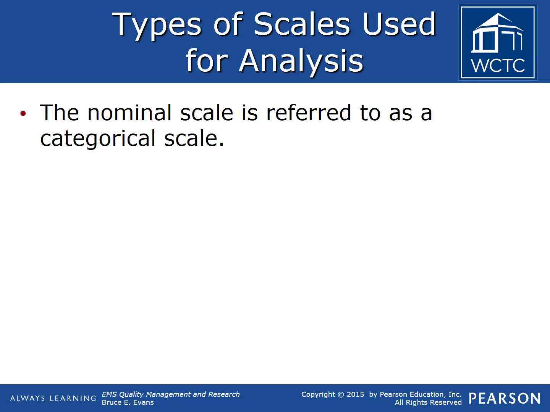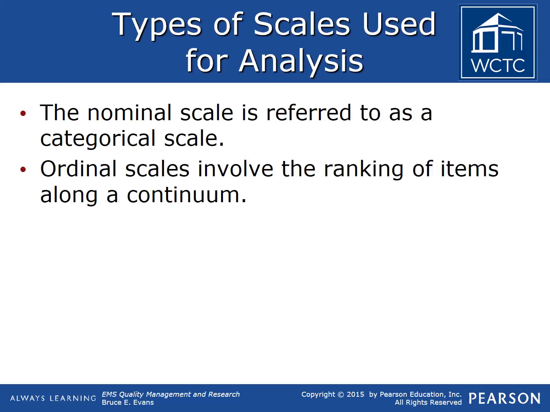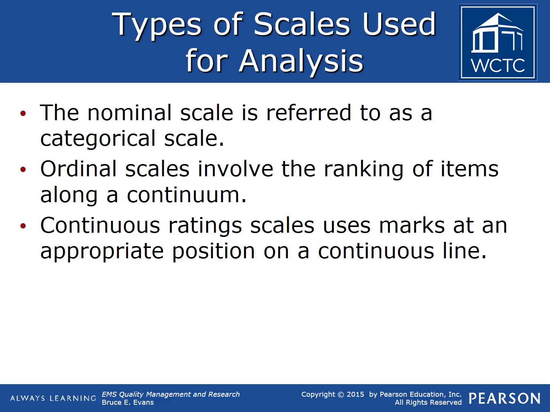This type of scale is a system for classification. It does not place an entity along a continuum. The generated data allows for a simple count based upon the frequency of cases assigned to the various categories. The second type is an ordinal scale, which involves the ranking of items along a continuum. A third type of scale is a continuous rating scale that uses marks at the appropriate position on a continuous line. At one side of the line is one value, and at the other end of the line is another value that is typically very different from the initial or starting value.